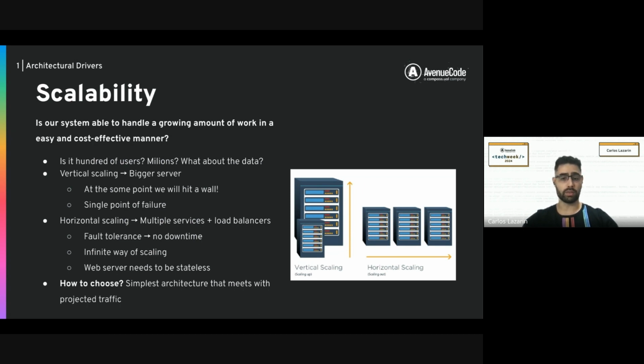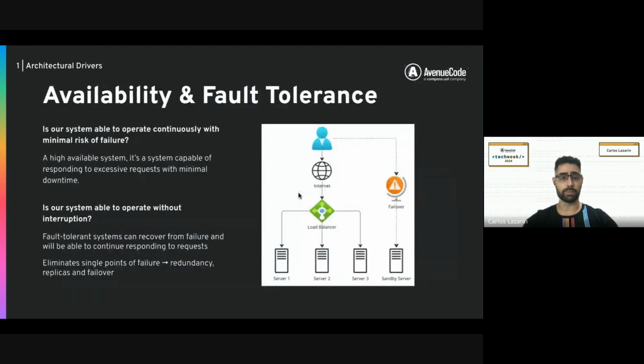So which one to choose? It depends on your requirements. Again, if you have an application that's going to receive up to 50 users, why would we use a horizontal scaling approach? It's too much, right? So those are things to keep in mind.